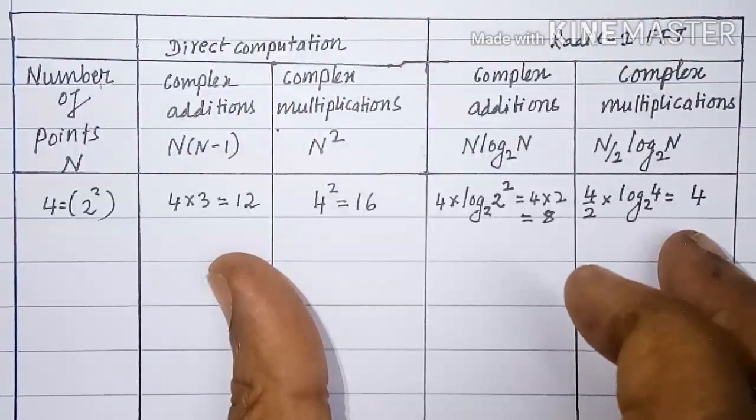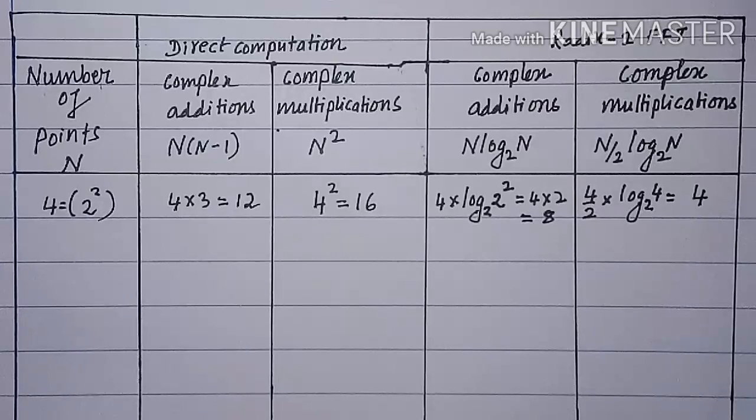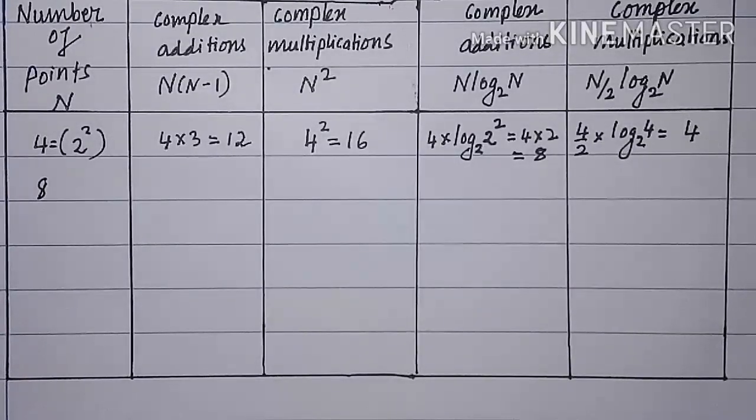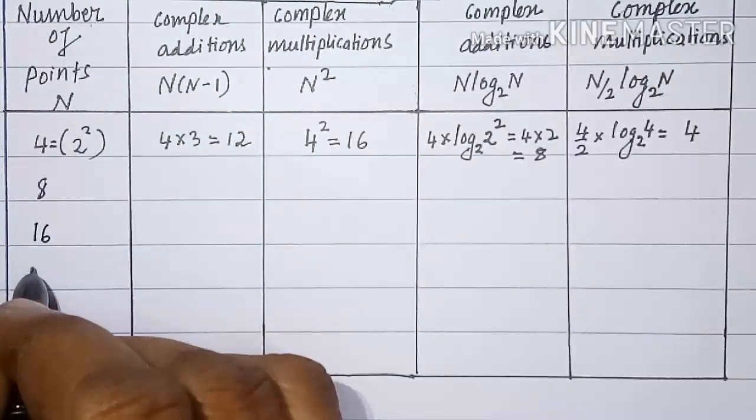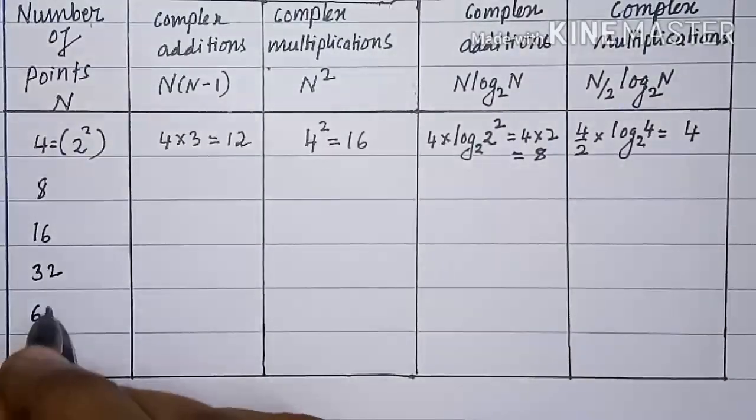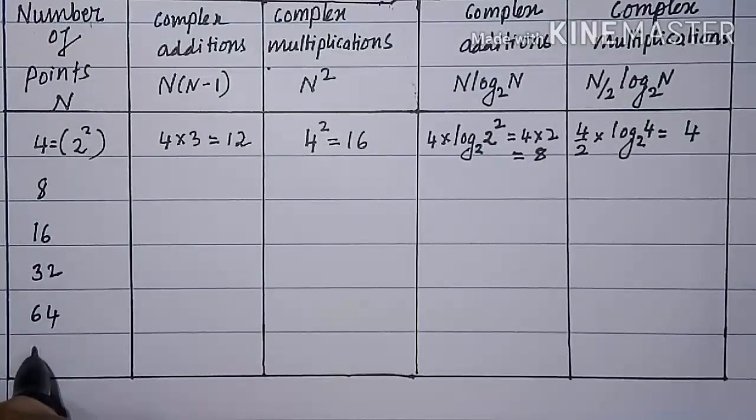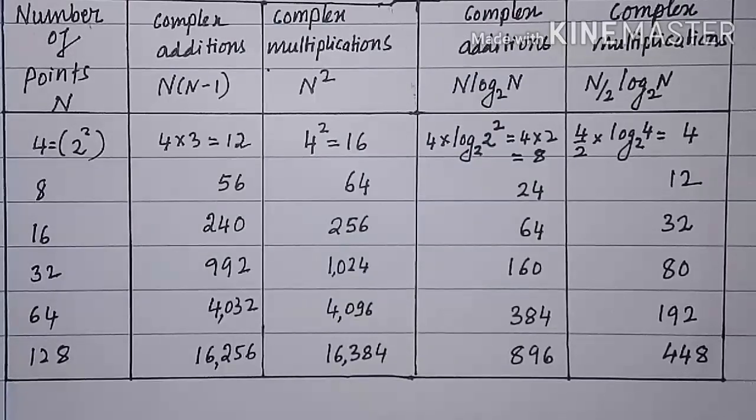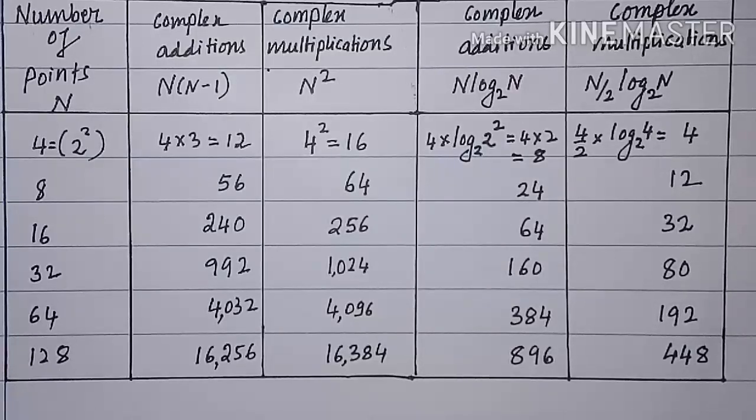In this way, you can write all the numbers of complex additions and multiplications in direct computation and Radix 2 FFT for N equal to 8, 16, 32, 64 and 128. When you complete the table, you should have these values in your table.